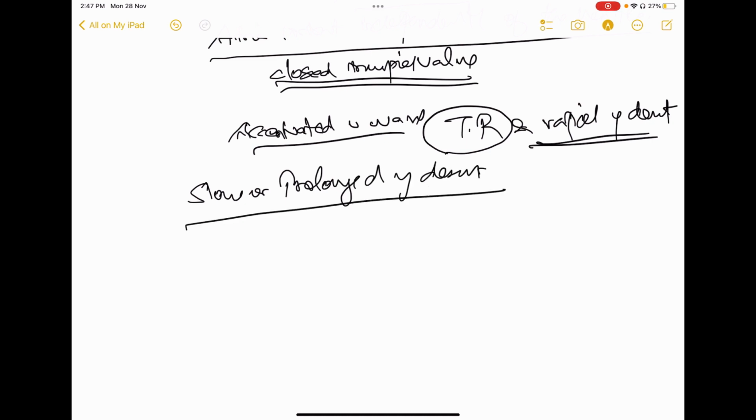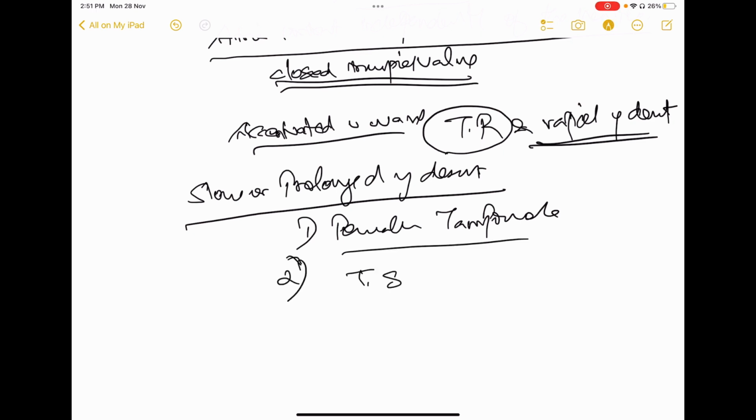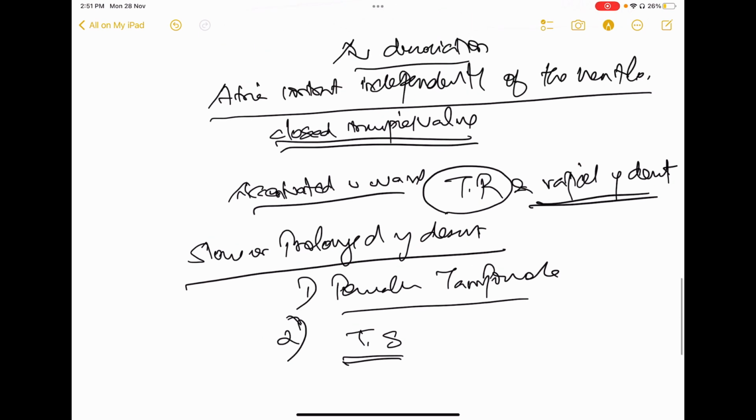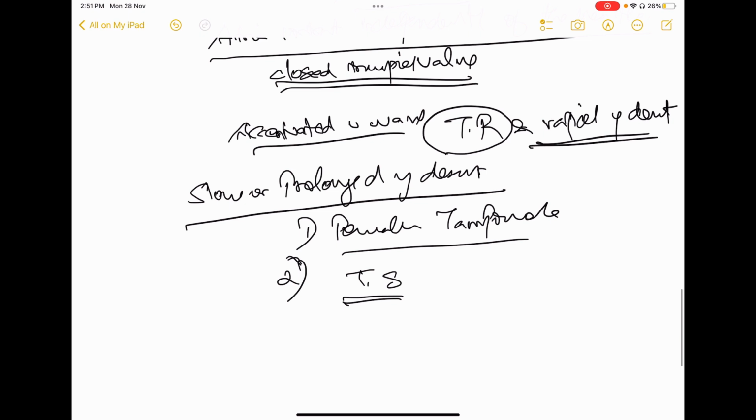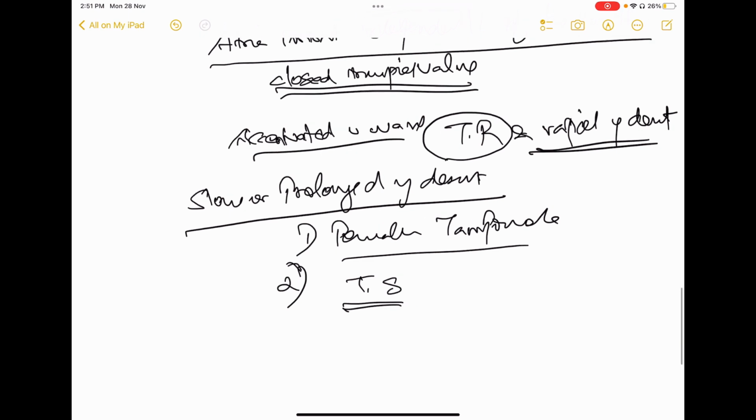So there are certain conditions which cause a slow or prolonged Y descent. Number one would be pericardial tamponade. The other one would be tricuspid stenosis. So anything which impairs the right ventricular filling will cause a prolonged Y descent. In tricuspid stenosis, obviously there is a stenosed tricuspid valve and the right ventricular filling is getting impaired. So that would lead to a prolonged Y descent.